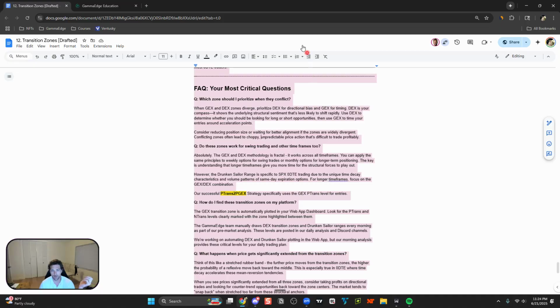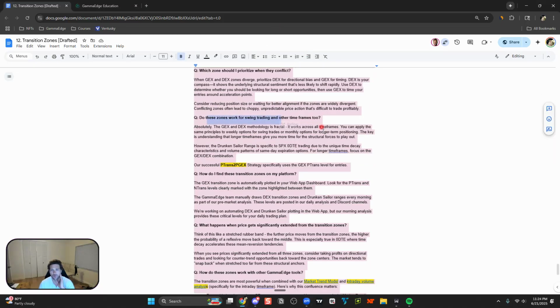Do these zones work for swing trading in other time frames too, as opposed to specifically SPX 0DT? And the answer is yes, absolutely. As I said before, the DEX and the GEX methodology is fractal, meaning it works across all time frames, all underlyings that have a liquid, robust options market. If you're looking to apply this to some meme stock, that is not appropriate because options markets are not influential in driving that stock price.